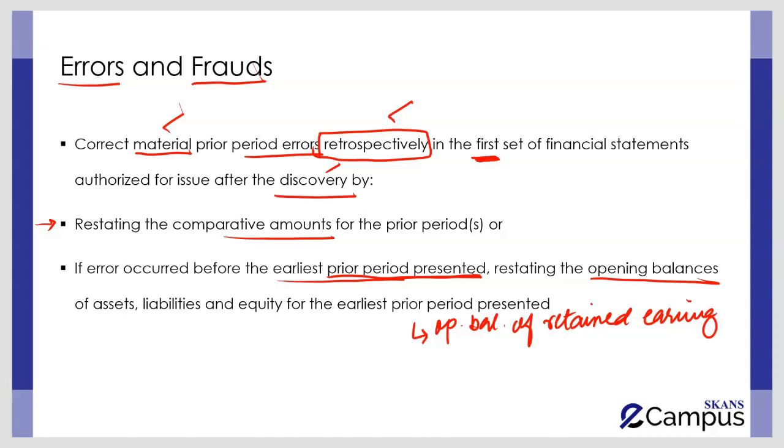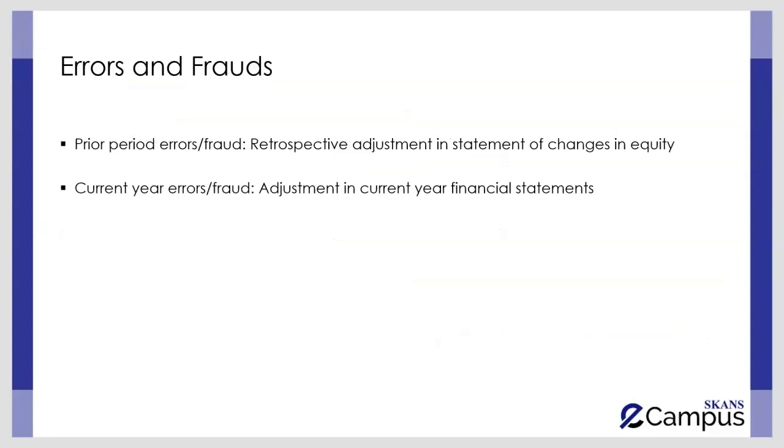So now in your exam question also and practically also in life, you have to first identify the error that is taking place. Then you have to see whether the error or fraud has taken place in the current year or it took place in the prior years. If it took place in the prior years, then you have to restate the amounts of the comparative financial statements also. You have to make a retrospective adjustment in this regard.